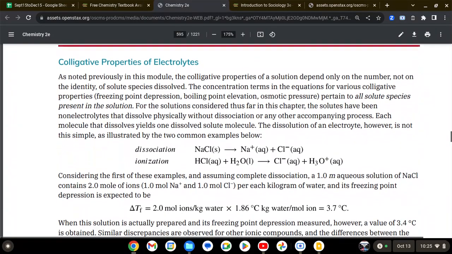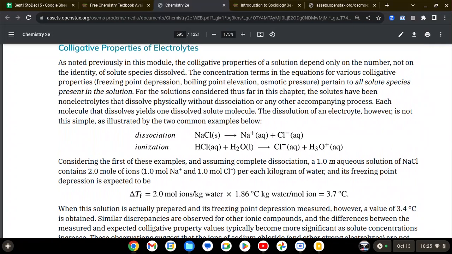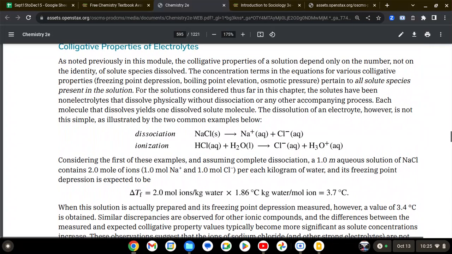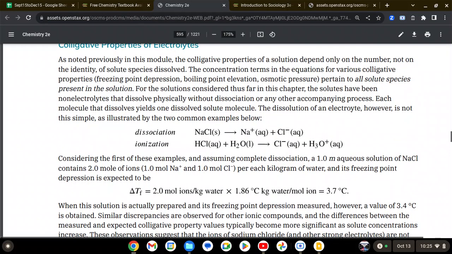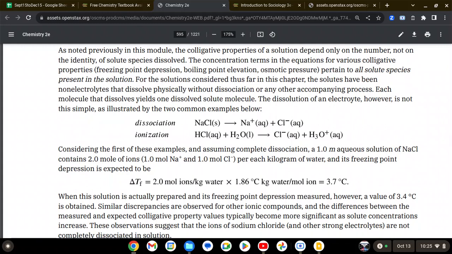Colligative properties of electrolytes. As noted previously in this module, the colligative properties of a solution depend only on the number, not on the identity, of solute species dissolved. The concentration terms of the equations for various colligative properties pertain to all solute species present in the solution. For the solutions considered thus far in the chapter, the solutes have been non-electrolytes that dissolve physically without dissociation or any other accompanying process. Each molecule that dissolves yields one dissolved solute molecule.